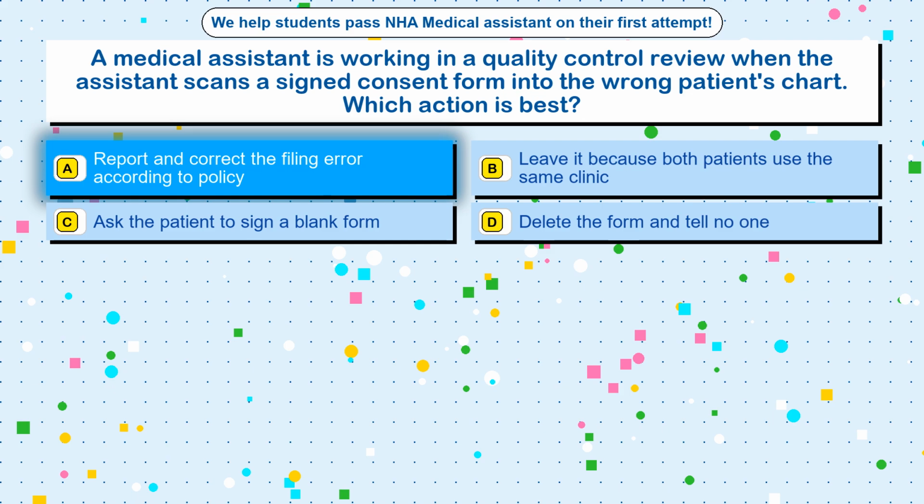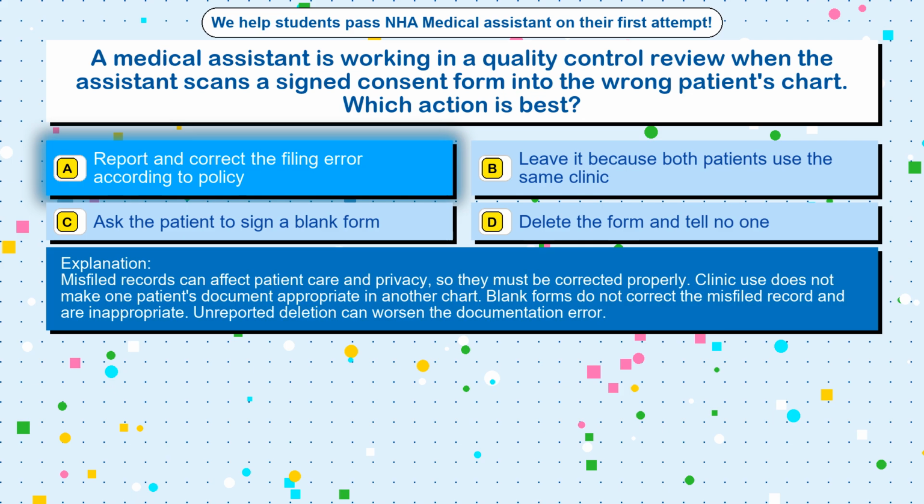Report and correct the filing error according to policy. Misfiled records can affect patient care and privacy, so they must be corrected properly. Clinic use does not make one patient's document appropriate in another chart. Blank forms do not correct the misfiled record and are inappropriate. Unreported deletion can worsen the documentation error.